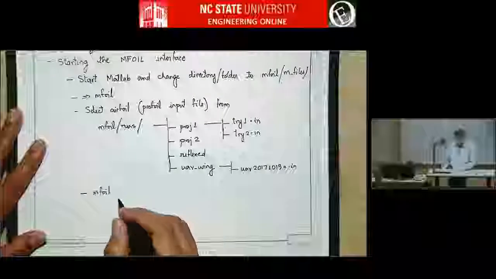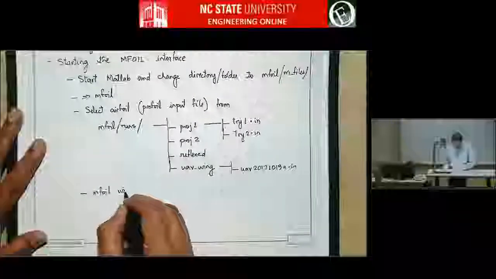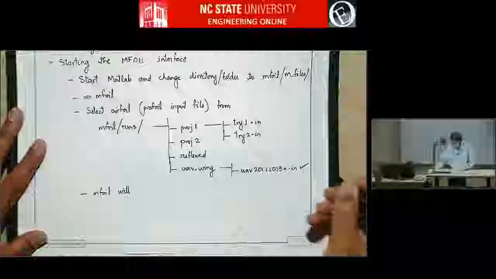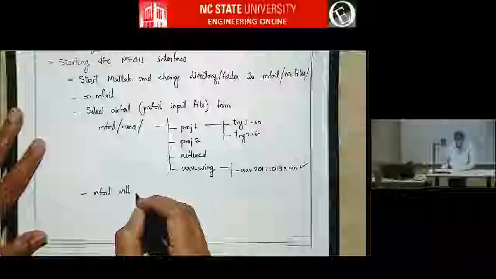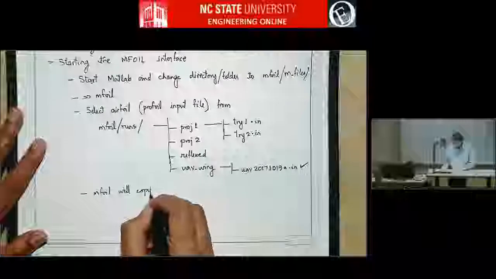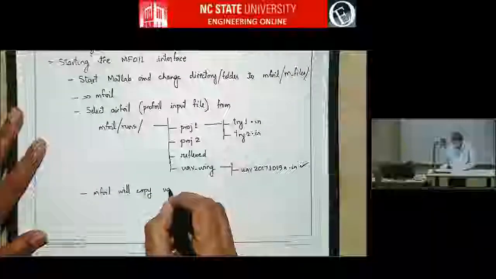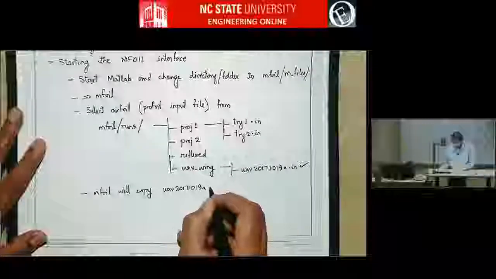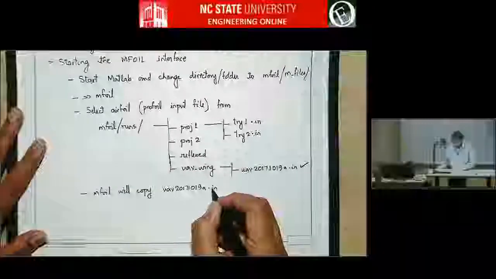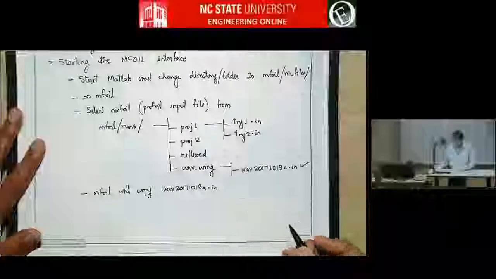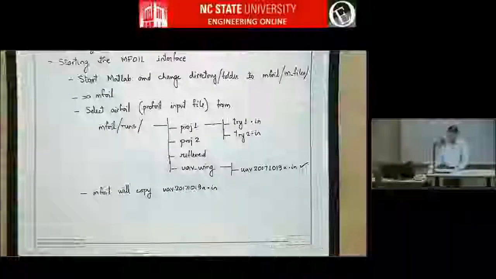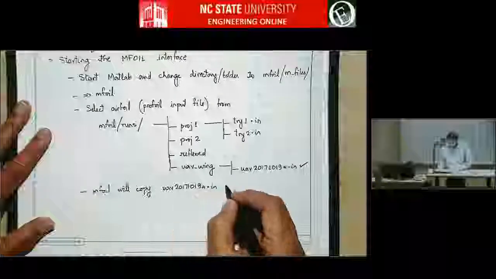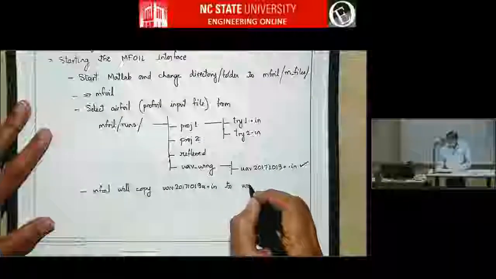So when you select this, what mfoil will do is mfoil will copy. So let's say you select this. I'm going to put a check mark there to say that's what you're selecting. We'll copy this UAV 2017-1019A.in. I know it seems a little laborious to have such long names, but this is just my system. You can kind of do something else. What it'll do is it'll take this and it'll copy it to work.